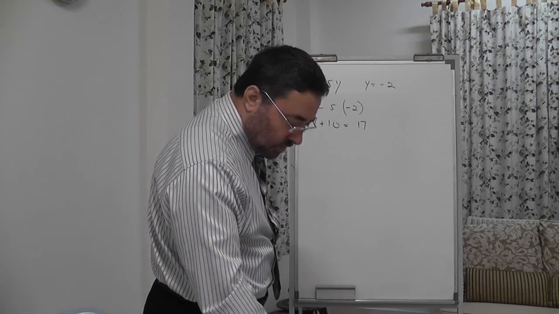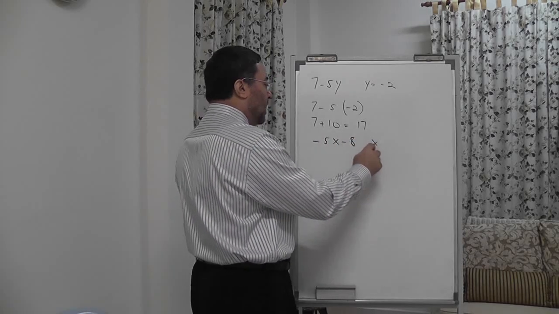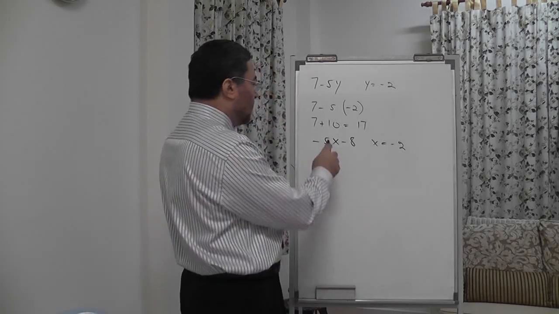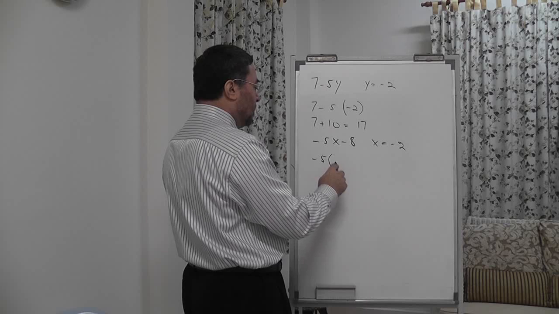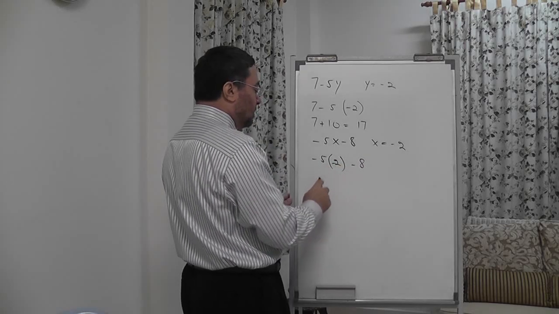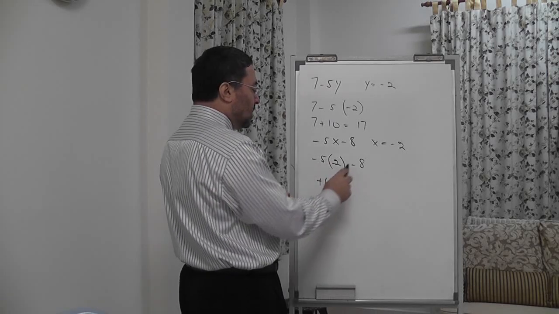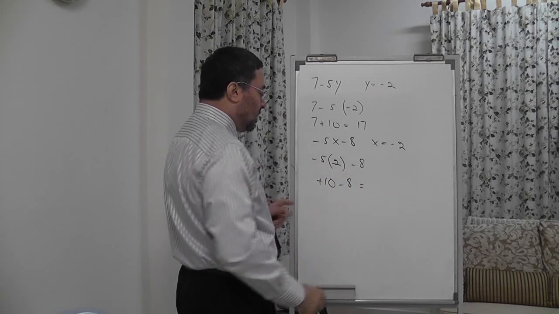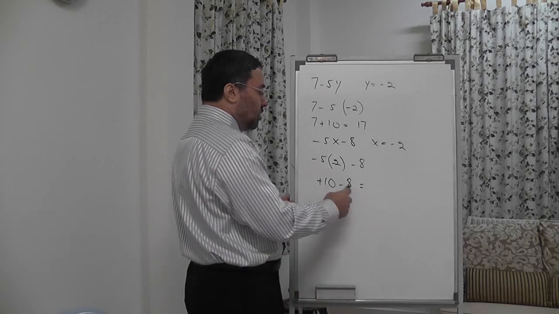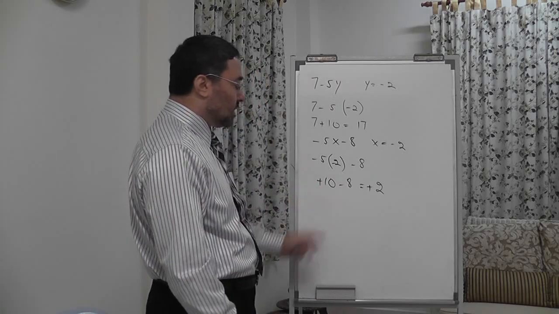Number 14, minus 5x minus 8, for x equals minus 2. Again, we replace x with minus 2, so minus 5 into minus 2, minus 8. Minus 5 times minus 2, that's plus 10. Minus times a minus is a plus, minus 8. And here we have two numbers, one plus and one minus. And we get their difference, that's 2, and the sign will be the sign of the larger, in this case it is a positive.